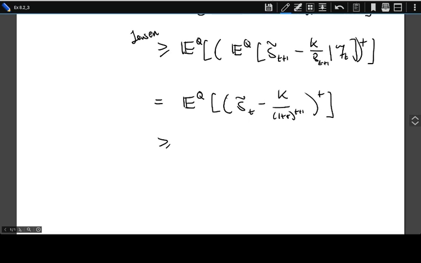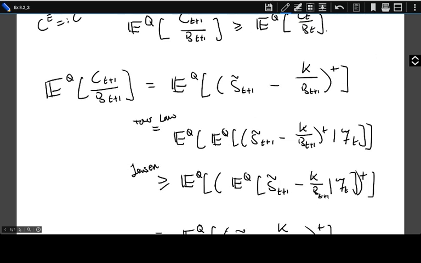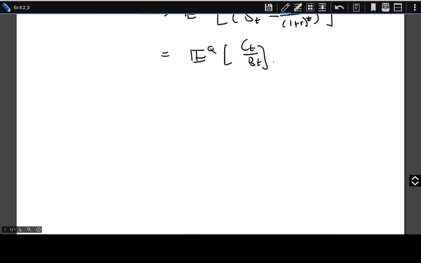This now is greater or equal the same, but with (1 plus r) to the power of t instead of t plus 1, because when we reduce the power there, that thing on the right hand side is getting larger, and so taking the negative of it is getting smaller. So we've got greater or equal this, which by definition is the expectation of C_t over B_t. Thus we have the inequality that we needed.